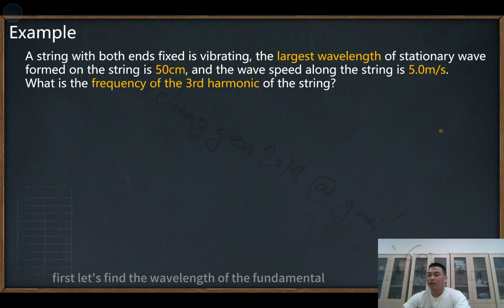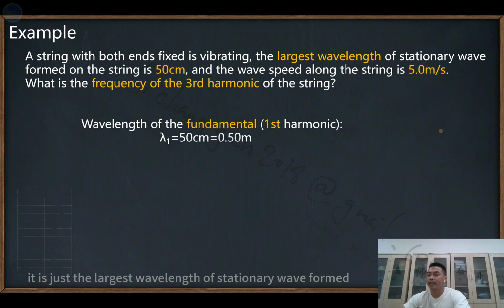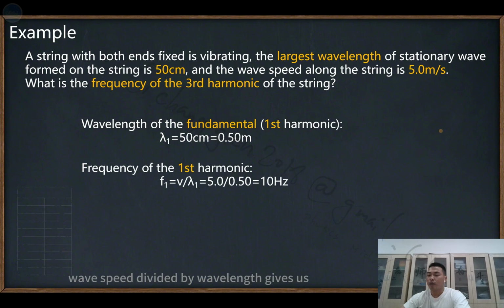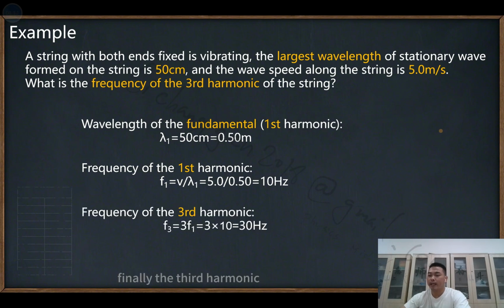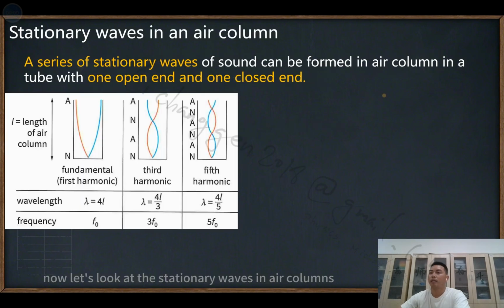First, let's find the wavelength of the fundamental. It is just the largest wavelength of stationary wave formed, so the fundamental wavelength equals 50 centimeters, or 0.50 meters. Now we can find the fundamental frequency. Wave speed divided by wavelength gives us 5.0 divided by 0.50, which is 10 Hz. Finally, the third harmonic is 3 times the fundamental frequency, so it is 3 times 10, which equals 30 Hz.